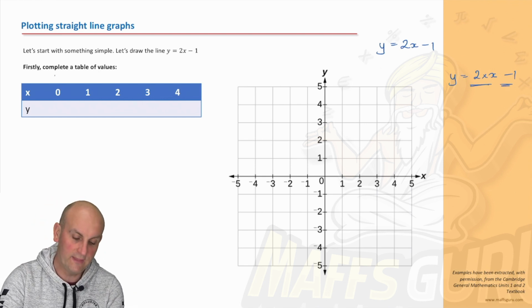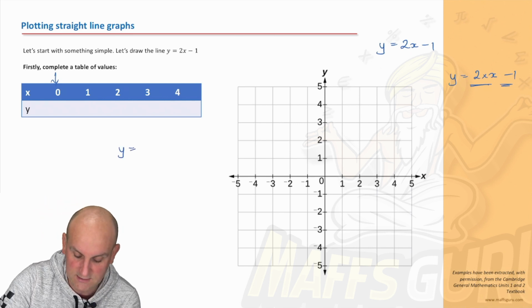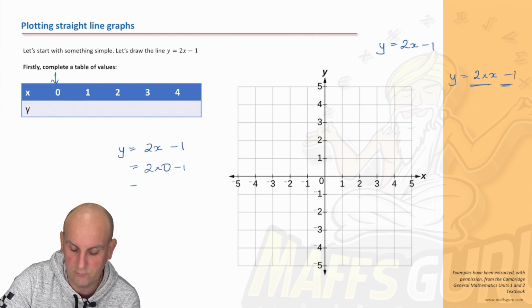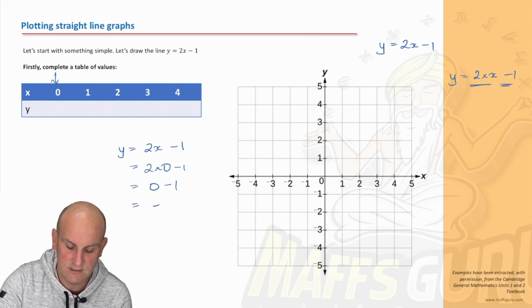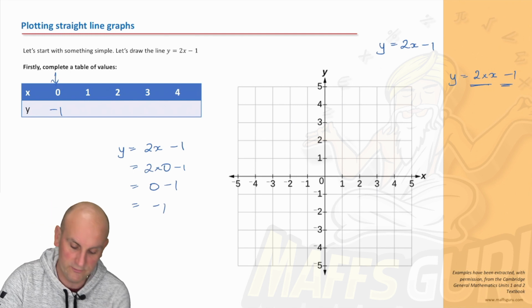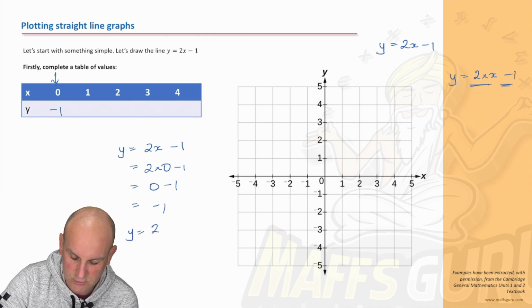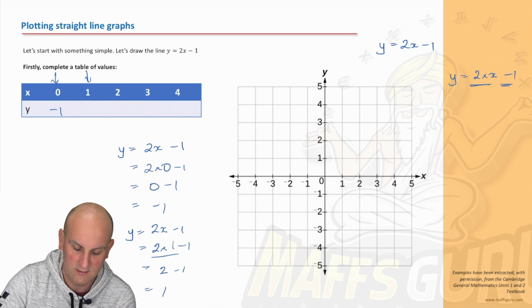All right, so let's start with x equals 0. 2 times 0, let's just write this one out first. So y is equal to 2x minus 1. That's 2 times 0 minus 1. 2 times 0 is 0, don't get tricked. And 0 minus 1 is in fact minus 1. So that's my first value. Let's do one more. Y is equal to 2x minus 1. So that's 2 times, well in this situation, x is 1, minus 1. Well, 2 times 1 is 2, minus 1 gives me 1.